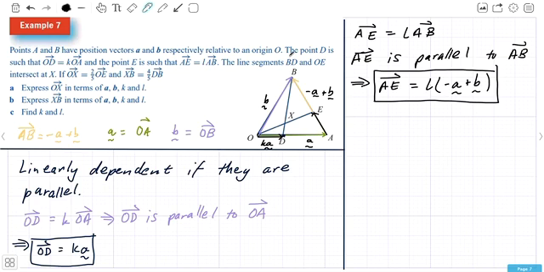The last part here, it says the line segments B to D, so this one, and O to E, which is this one, intersect at X. If O to X is given by this expression and X to B is given by this expression, find the following. Now O to X here is saying that O to X is a scalar multiple, 2/5, which is a real number, of OE. And we also know that DB is a scalar multiple of XB. So that means that in each one of these sets, these are all parallel vectors as well.